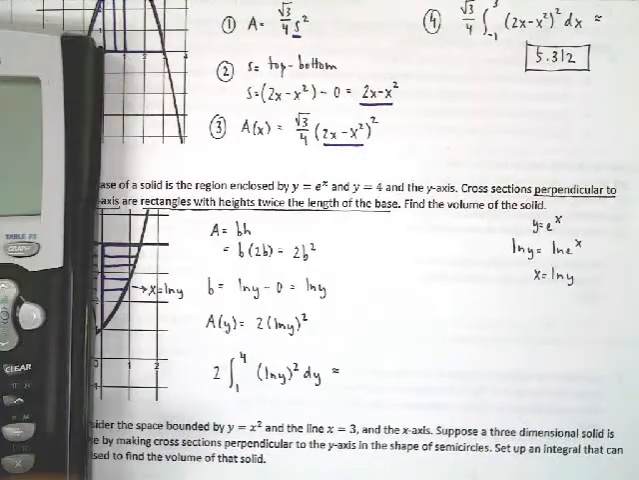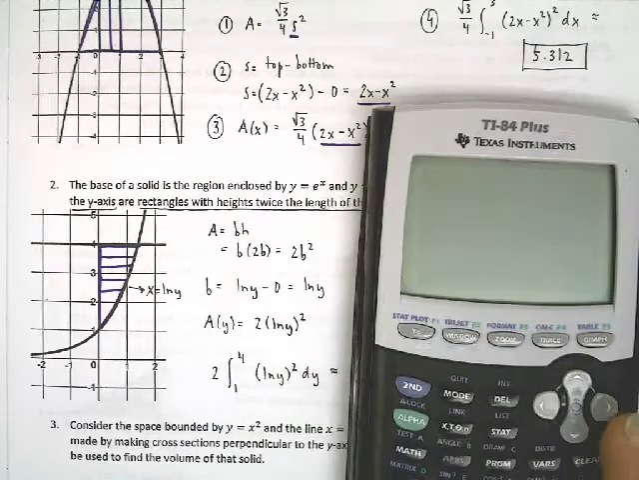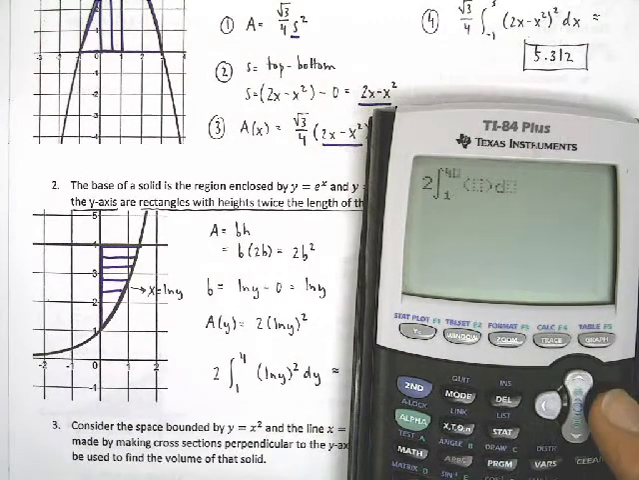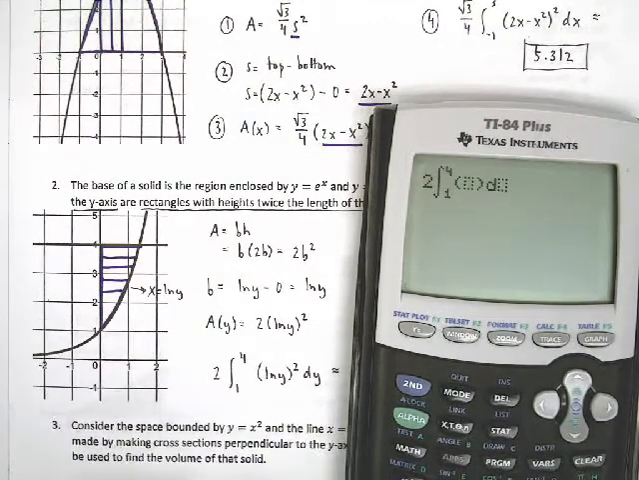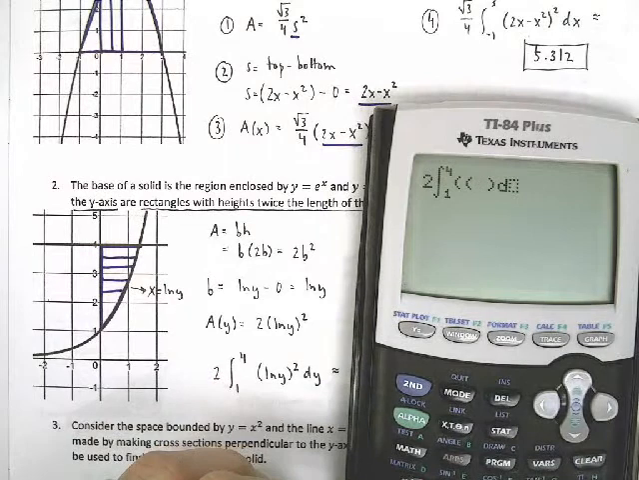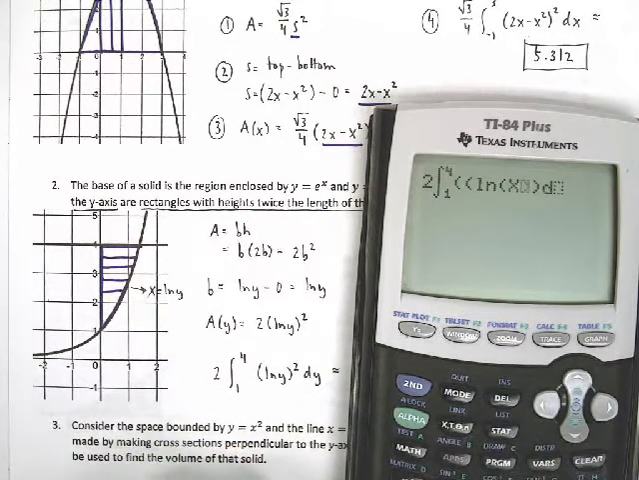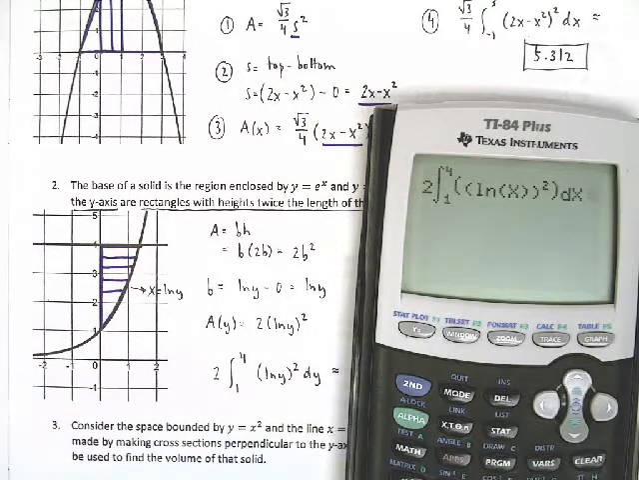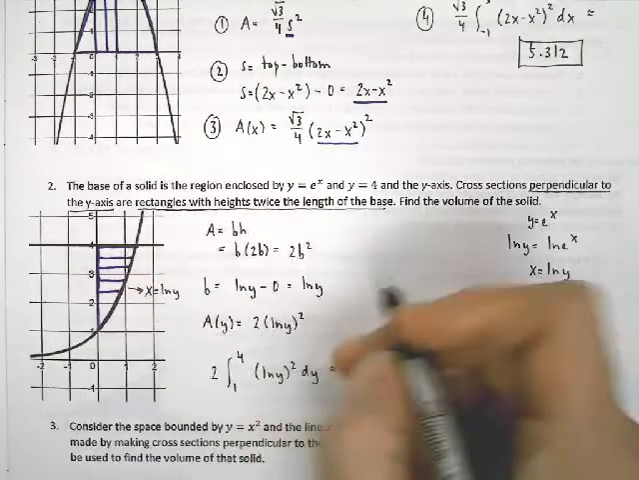And we're going to go ahead back to our calculator. So I have 2 times math 9, the integral from 1 to 4 of natural log of x, and I'm going to square that times dx. And I get 5.194.